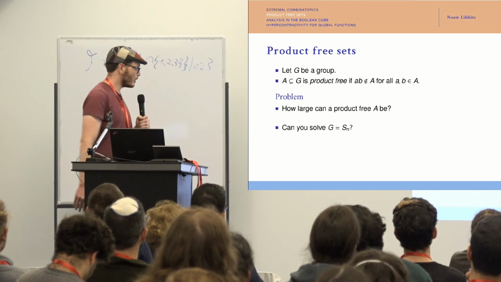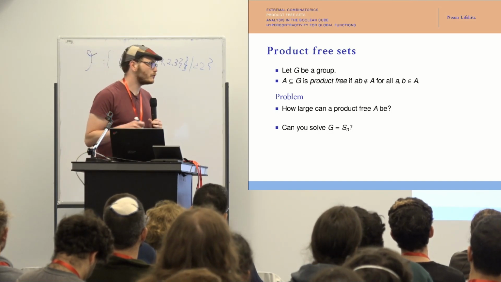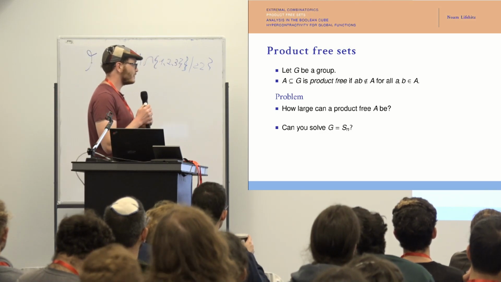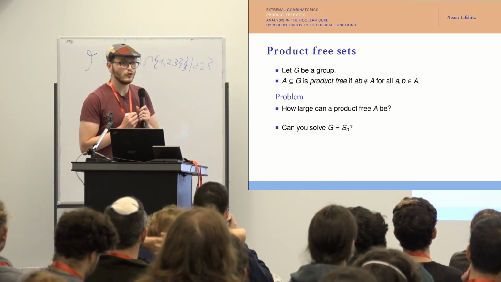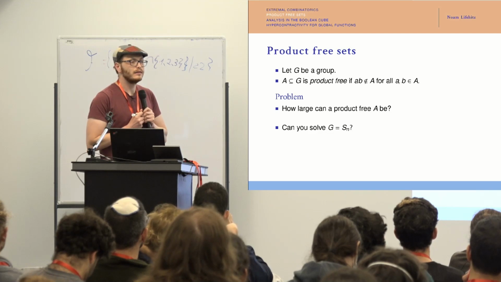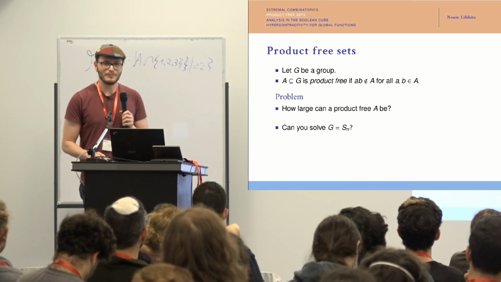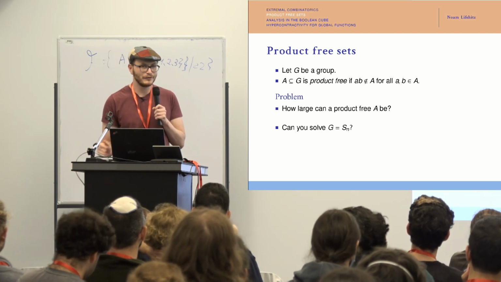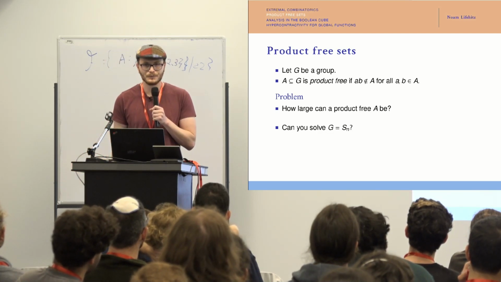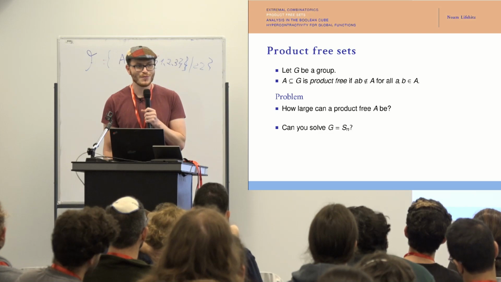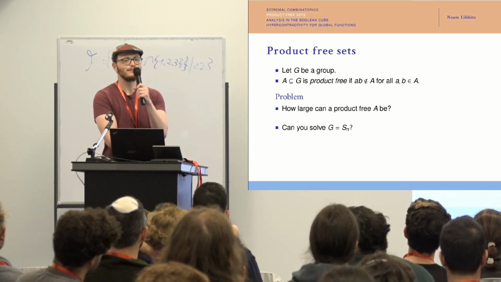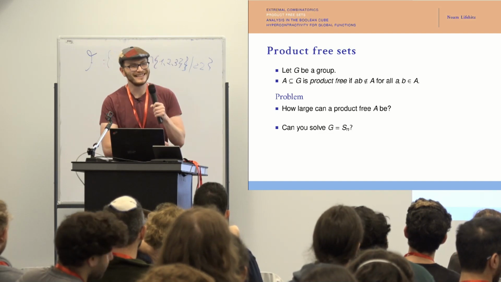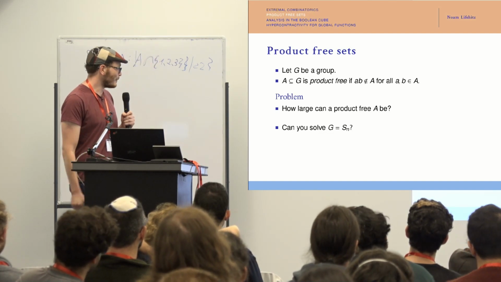And the following problem was posed by Babai and Sós in 1985, and asks what is the largest product-free set inside the group. So can you solve the case where G is the symmetric group? What's the largest product-free set there? Yeah, okay. So we can take the odd permutations.